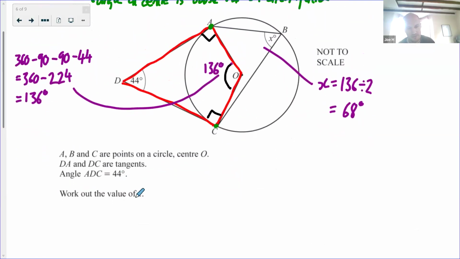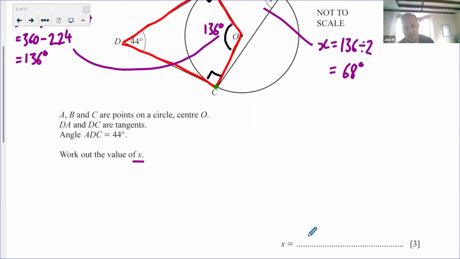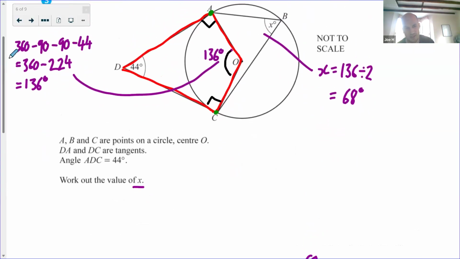In this question, technically, hang on, I'm going to go back to that previous one that Luke was asking me about in a second, but the value of x. So it says on the diagram, x degrees. So x itself is just 68, technically speaking, isn't it? X is just 68 because on the diagram it's saying what is x degrees. So I don't need to write degrees there.